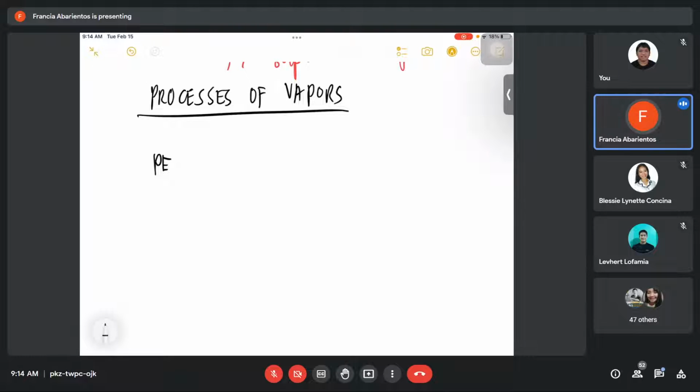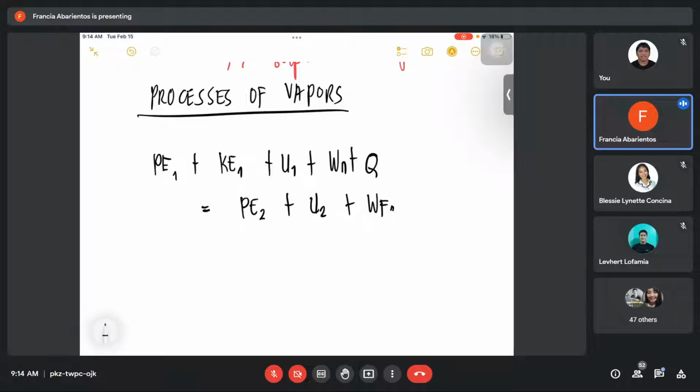energy entering at point 1, kinetic energy entering at point 1, as well as the internal energy at point 1 and the work of the non-flow plus the heat added is equal to the potential energy at point 2, as well as yung wala ng kinetic energy kadalasan. We have now the internal energy and the flow work at point 2 and the non-flow work. Okay. Wait, dito class. Flow work at 1. Okay.